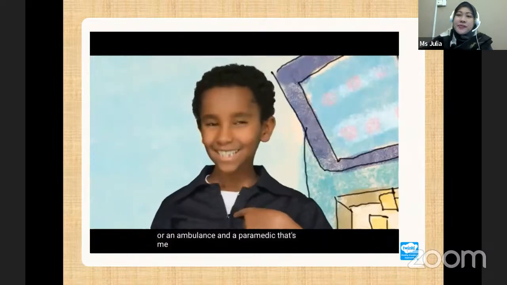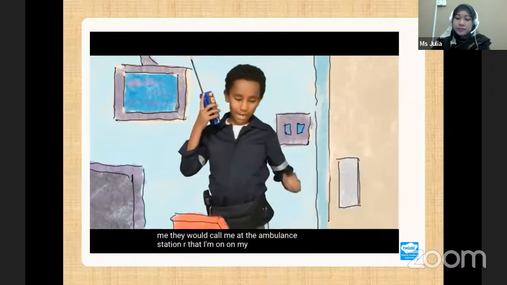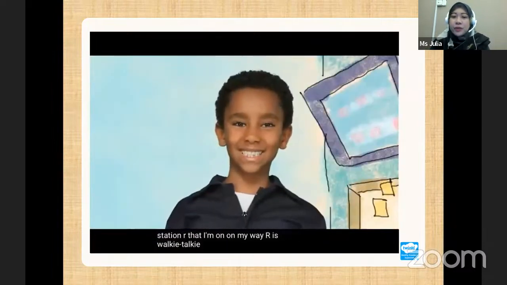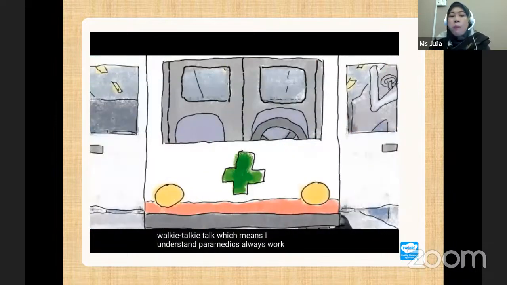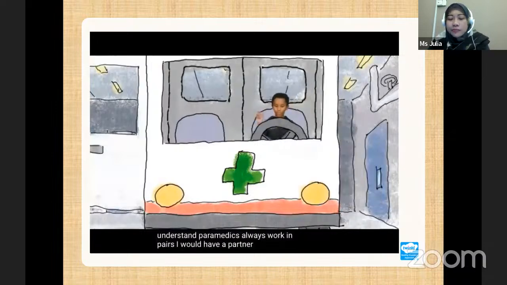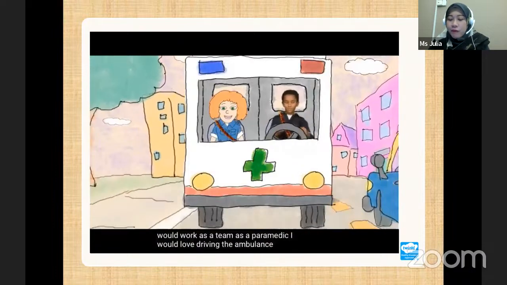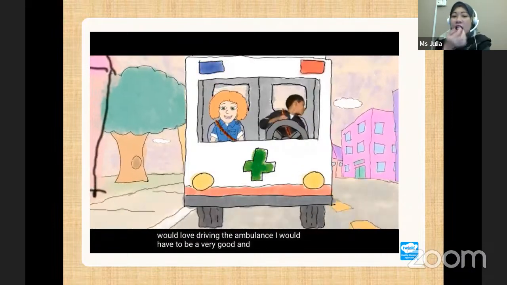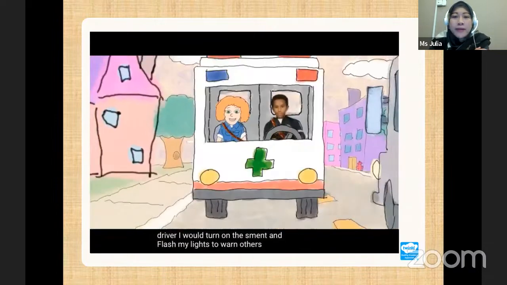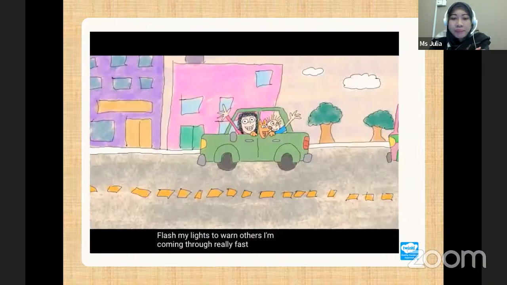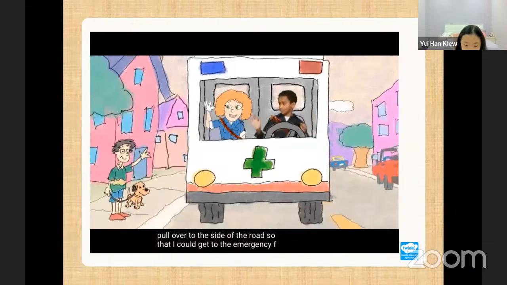That's me. They would call me at the ambulance station. Roger that, I'm on my way. Roger that is walkie-talkie talk, which means I understand. Paramedics always work in pairs. I would have a partner and we would work as a team. As a paramedic, I would love driving the ambulance. I would have to be a very good and very safe driver. I would turn on the siren and flash my lights to warn others that I'm coming through really fast. Drivers would pull over to the side of the road so that I could get to the emergency faster.